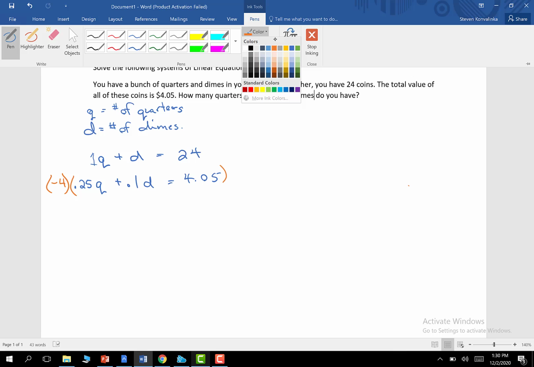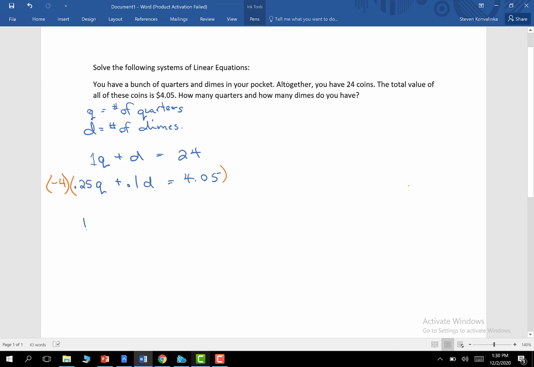So we're going to get an adjusted equation. The first one stays the same: 1Q plus 1D equals 24. Now the bottom equation has changed slightly. -4 times 0.25 is going to give us -1Q. And -4 times 0.1D is going to give us -0.4D. And -4 times 4.05 is going to give us -16.2. So just a slight adjustment to the second equation.